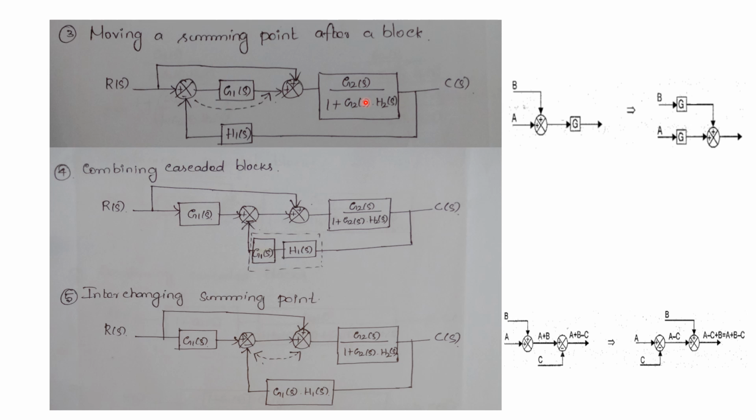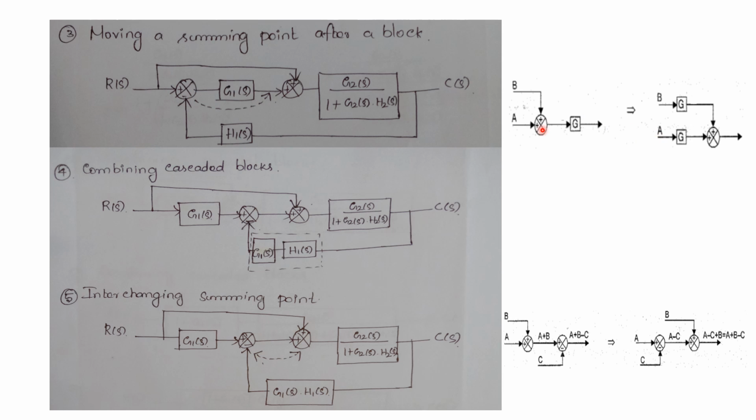So what we have to do is separate the parallel blocks and the feedback block. For that we have to move this summer from here to here. If we are moving this summer from here to here, we have a formula: moving a summer after a block. When moving the summer after a block, what adjustment do we have to make?